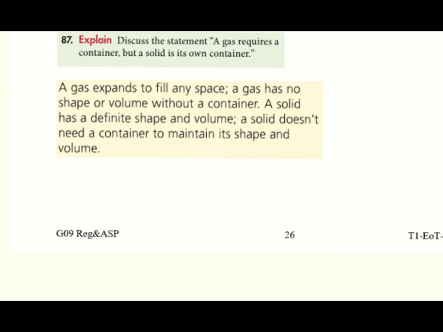Discuss the statement: a gas requires a container, but a solid is its own container. A gas requires a container because it expands to fill any space. It doesn't have a volume or shape without a container, while the solid doesn't need any container because it has definite shape and volume.